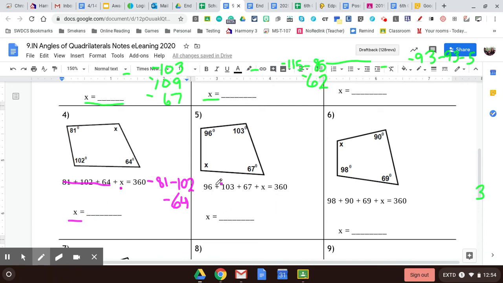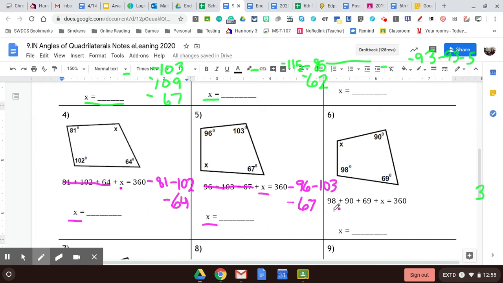On number 5, I have my 4 angles, which equal to 360. So I'm going to do the opposite here and I'm going to subtract from each side. So I'm going to take 360 minus 96 minus 103 minus 67 so that those are gone on this side. I am left over with x. For number 5, what is x?